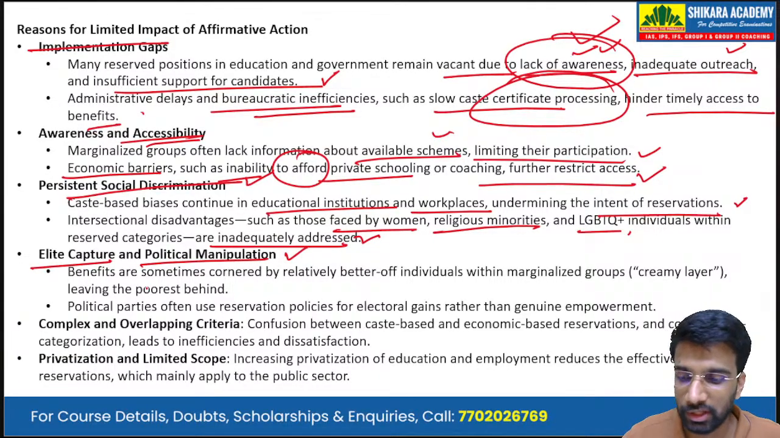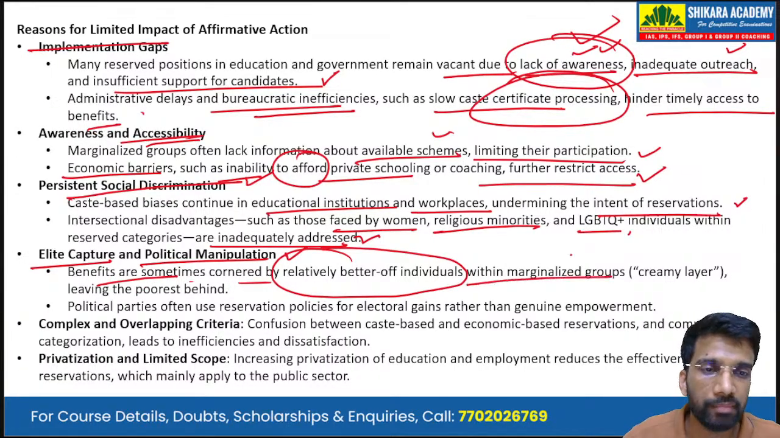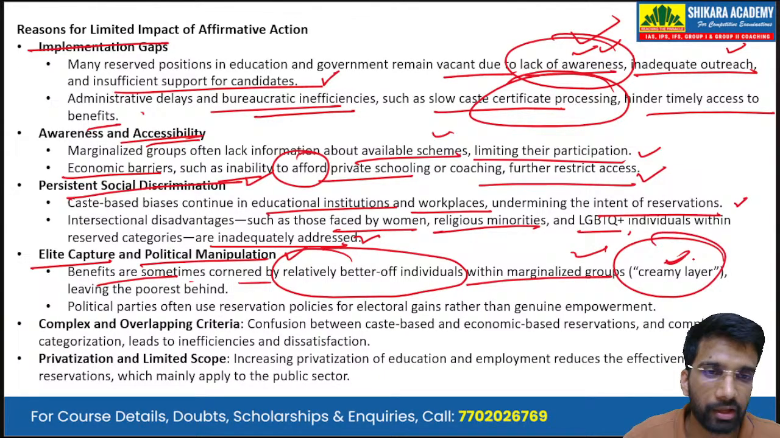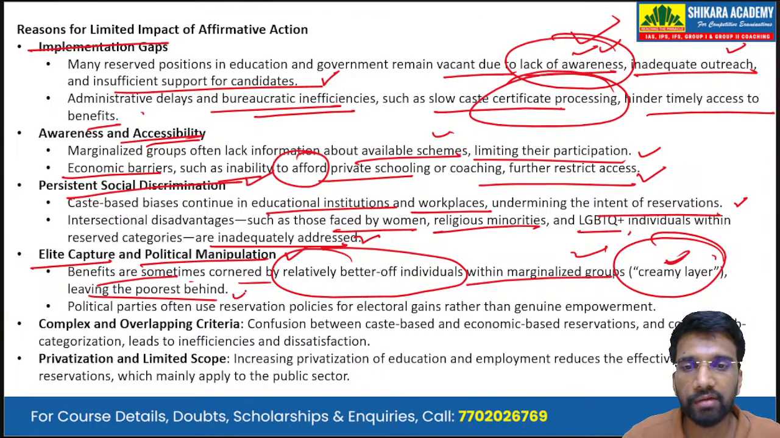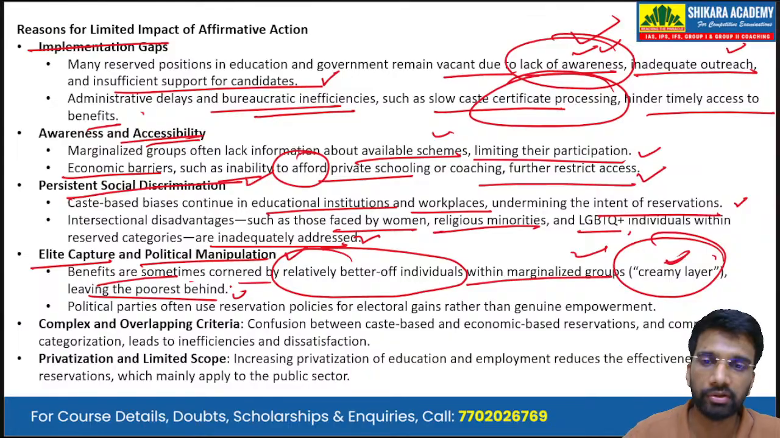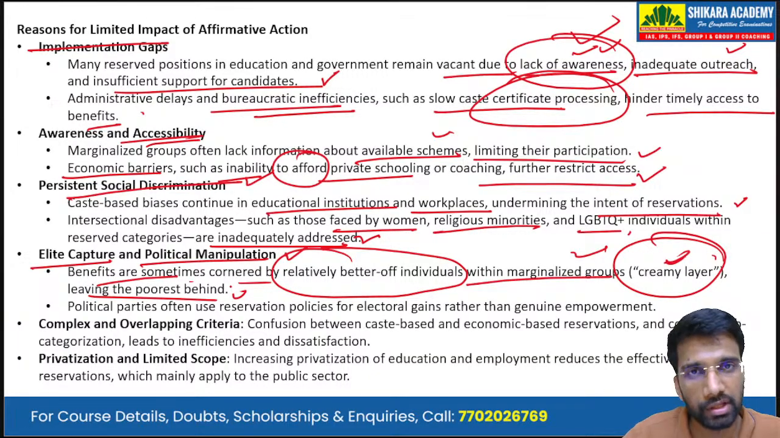Fourth is the elite capture and political manipulation. The benefits of the affirmative action or the reservation benefits are sometimes cornered by relatively better off individuals within the marginalized groups, such as the creamy layer. So these leave the poorest people behind. That is why there has been a call for the subcategorization within these deprived sections. Last year, the Supreme Court also gave the judgment for the subcategorization of the scheduled caste. In OBCs, we already have the concept of creamy layer as well as the non-creamy layer.